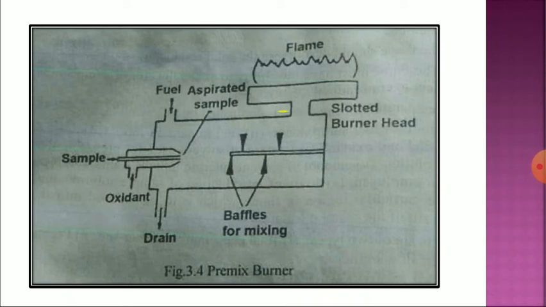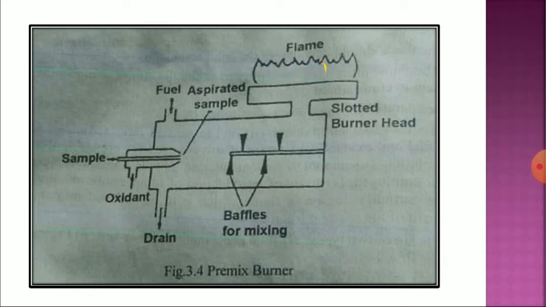This is actually the slot of the burner head. This is the burner head, and here the flame of the burner will be produced with the help of oxidant and fuel. So in that case, with the help of these baffles, what will happen? The sample solution goes through this tube into the top of this flame and burns here. This is actually the procedure of this burner.